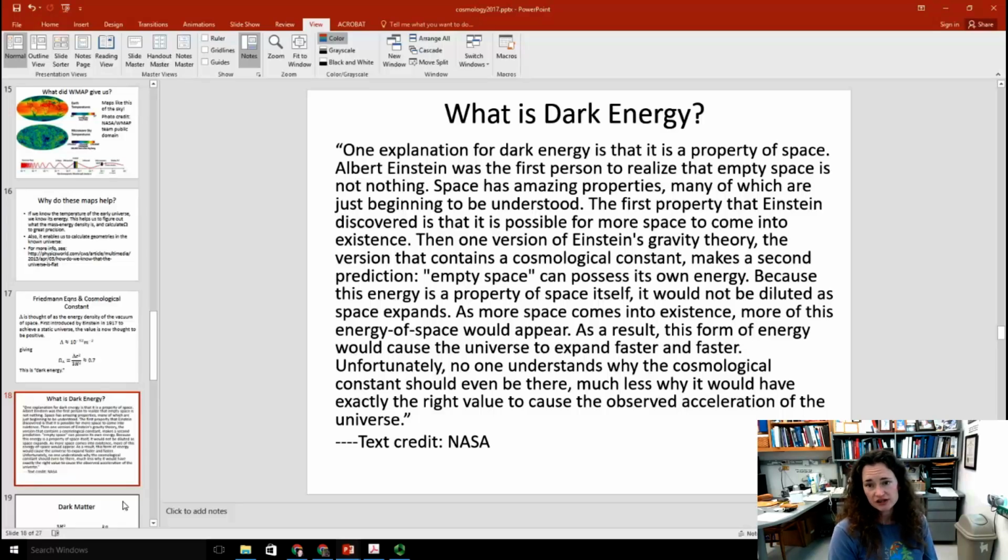And then one version of Einstein's gravity theory, the version that contains a cosmological constant, makes a second prediction, that empty space can possess its own energy. Because this energy is a property of the space itself, it would not be diluted as space expands. As more space comes into existence, more of this energy of the space would occur, and as a result, this form of energy would cause the universe to expand faster and faster. Unfortunately, no one understands why the cosmological constant should even be there, much less why it would have exactly the right value to cause the observed acceleration of the universe.